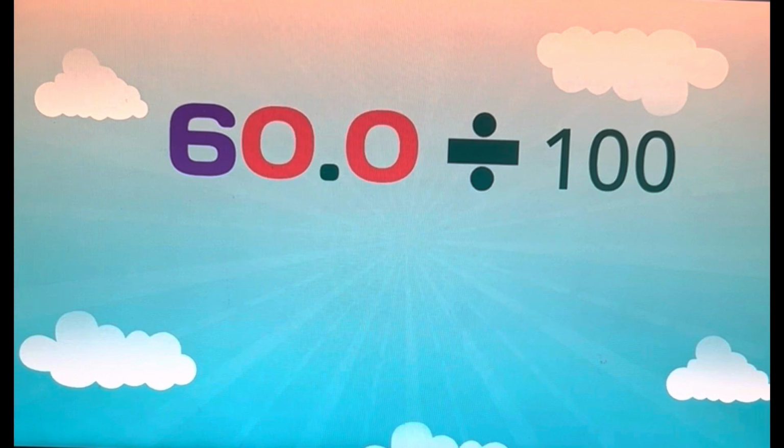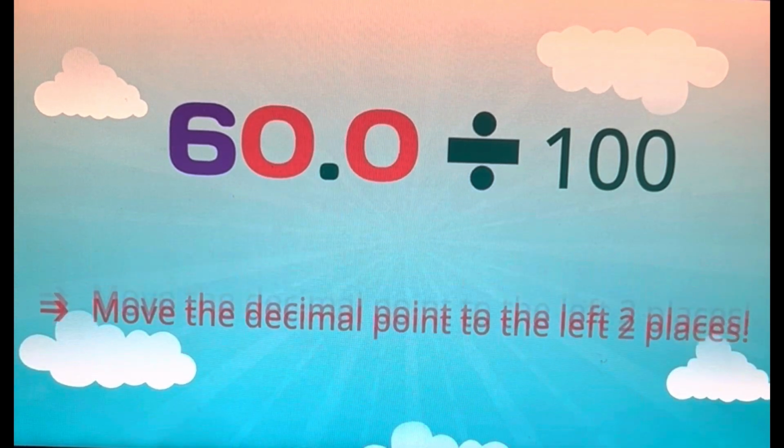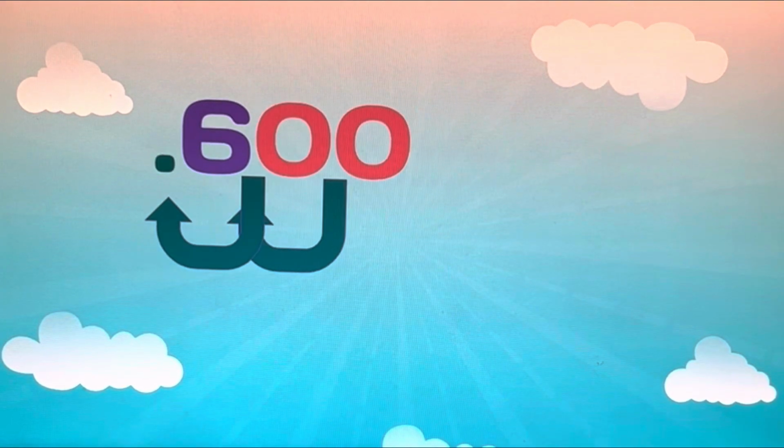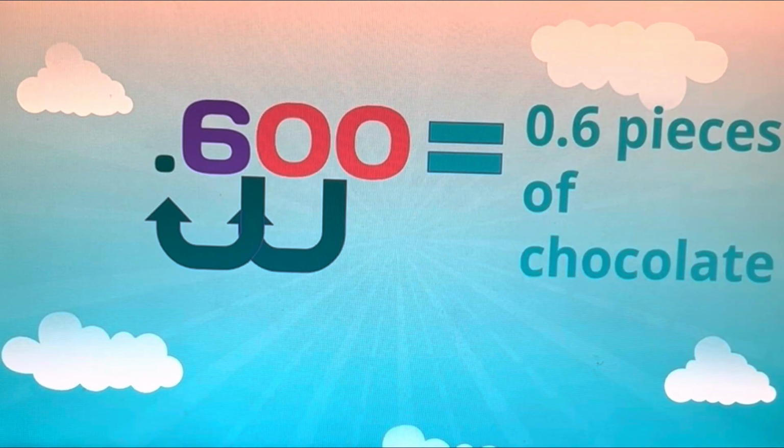So when we take a look at the operation, which is division, we're going to move that decimal point to the left. But wait, how many places do we move it? We're going to look at the 100 and see that we're moving the decimal point 2 places. 1, 2. Now we get 0.6 pieces of chocolate.